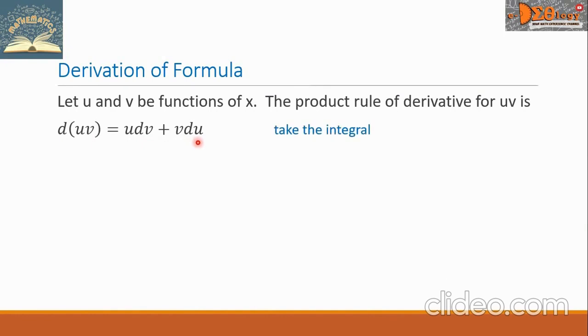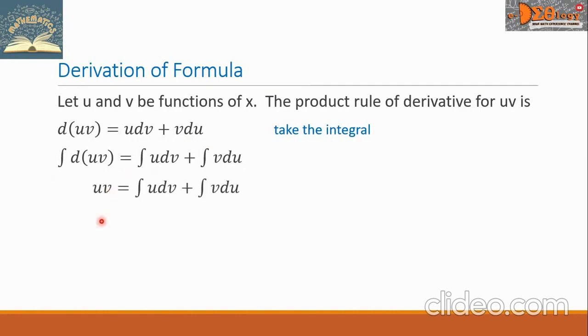Now we will do the reverse. We will take the integral of this equation. So we will have the integral of d(uv) is equal to the integral of u dv plus the integral of v du. The left side here can be simplified into uv, equals the same right-hand values.